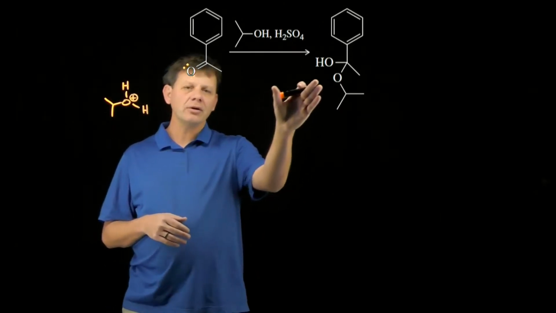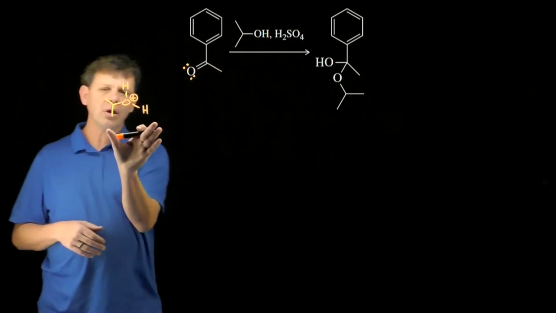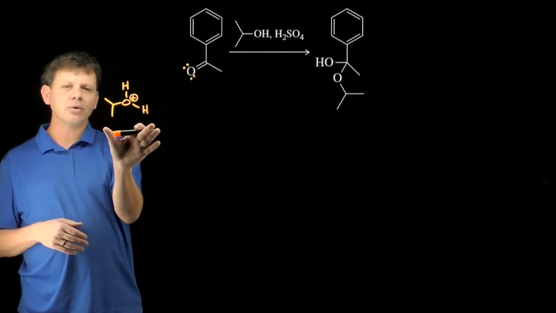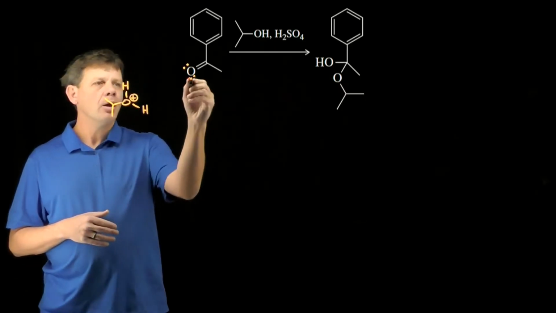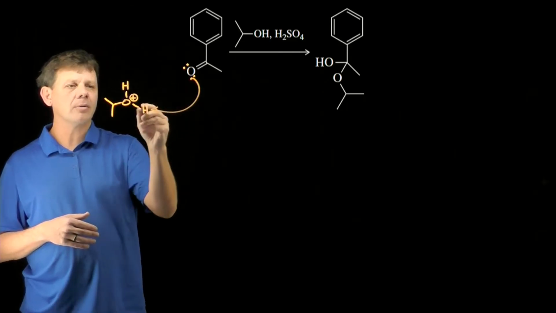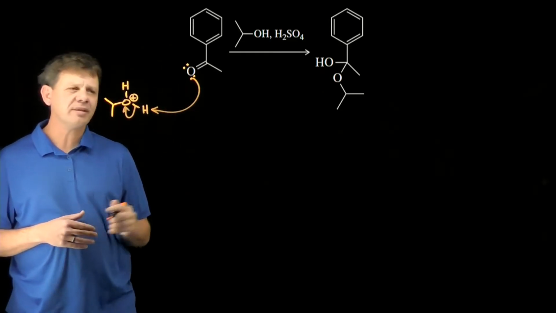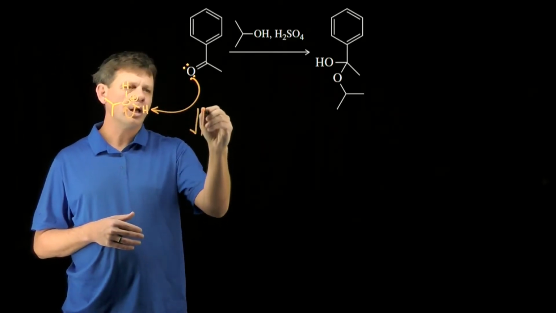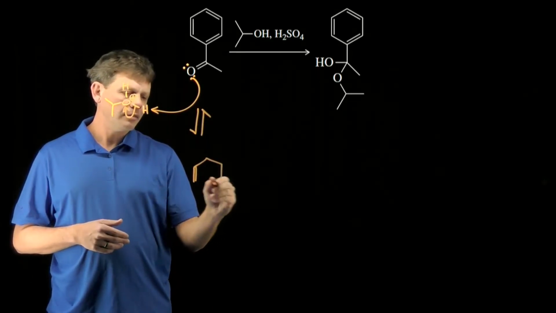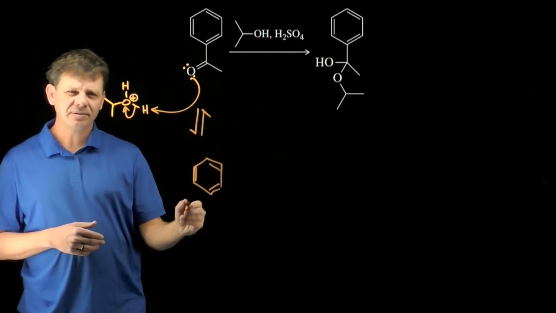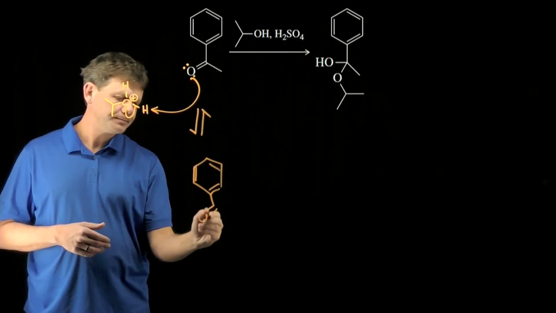The reaction is going to start using sulfuric acid and isopropanol will combine to make this protonated isopropanol. That's going to be the acid catalyst for this reaction. We can protonate the carbonyl using that as our acid, and we'll write reversible equilibrium arrows here. That's going to give us this protonated ketone.